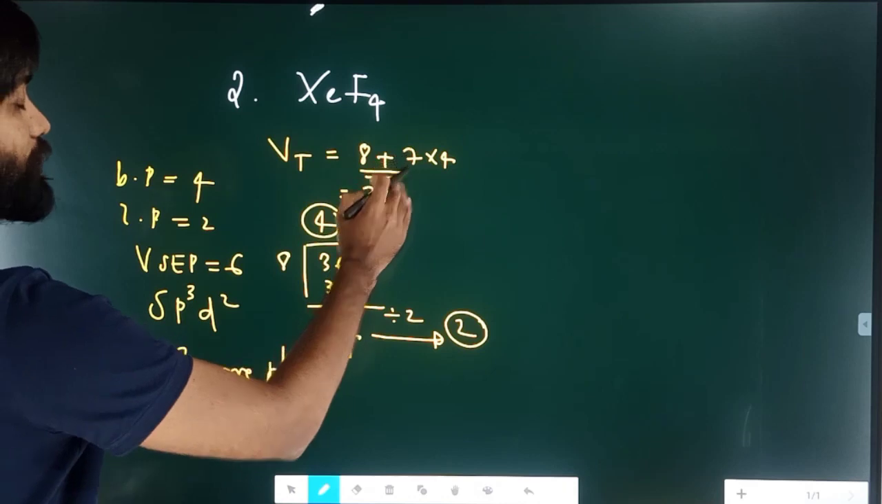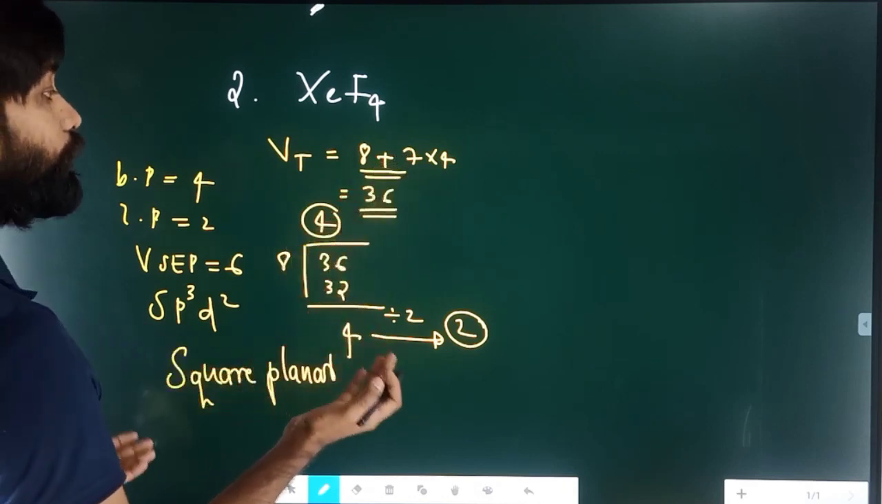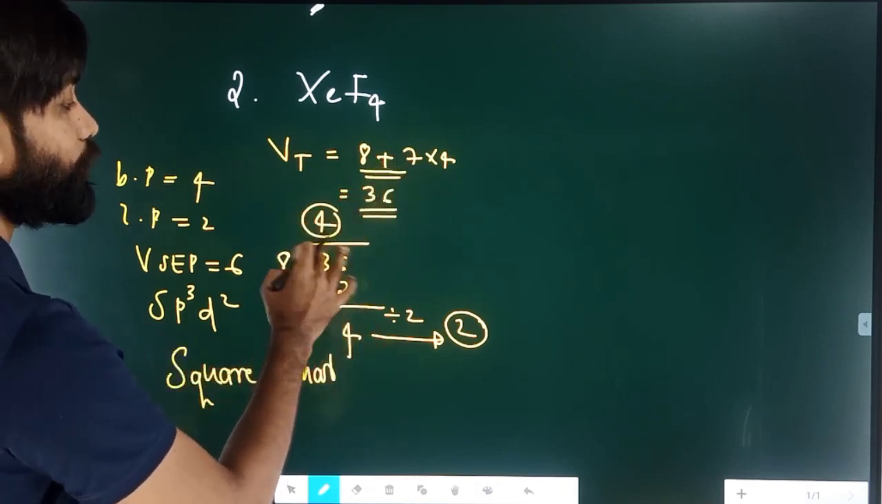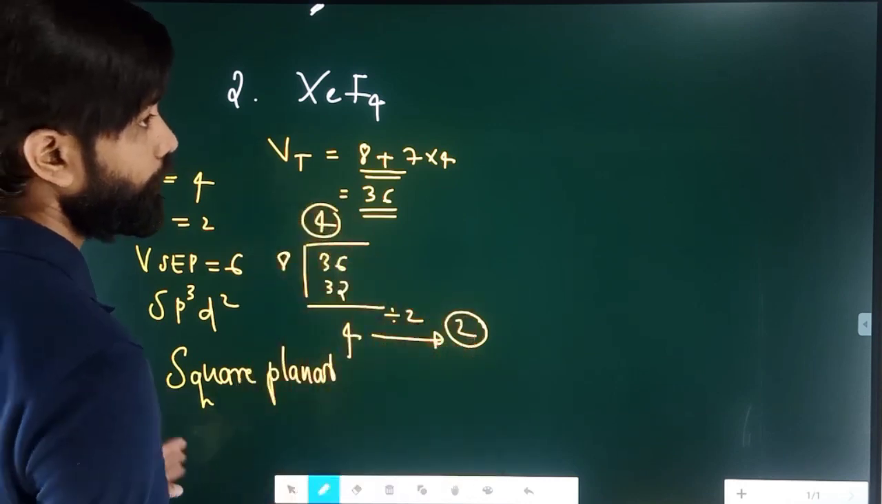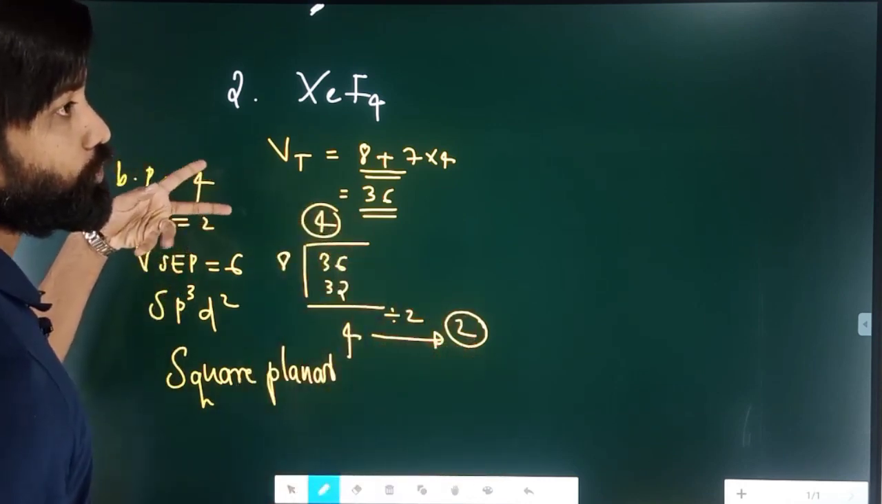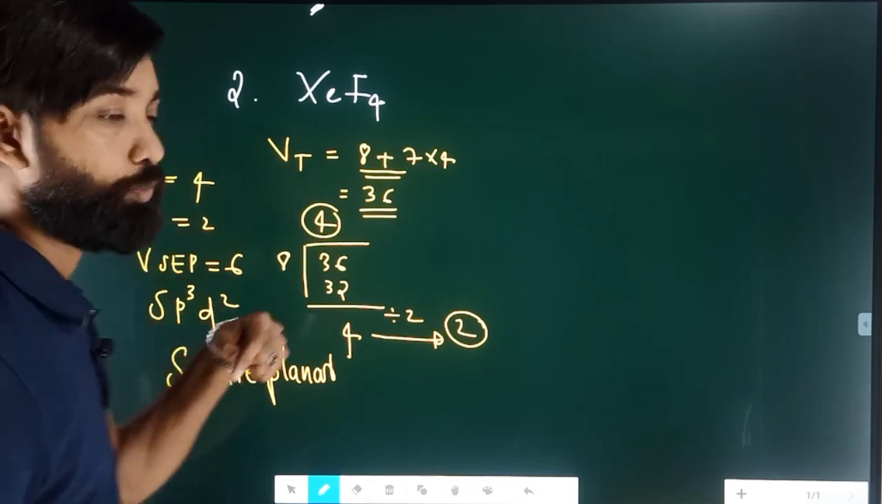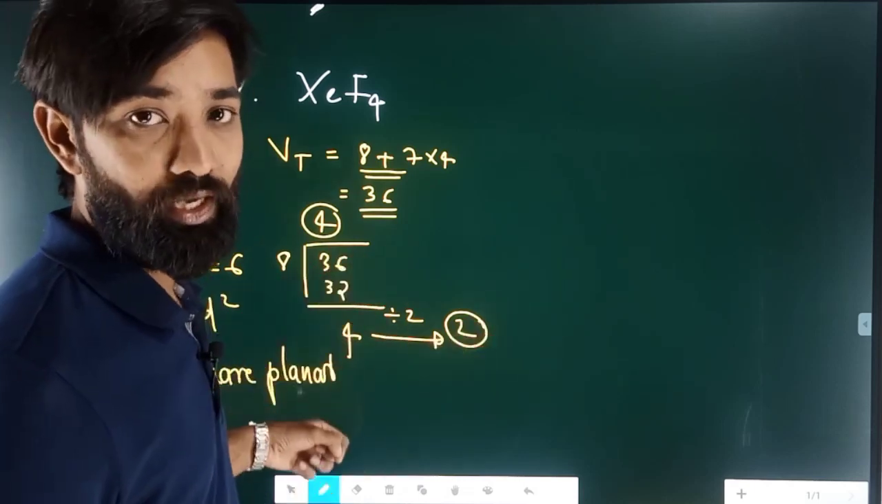So if you know the total valence electron, anyone can divide the total valence electron by 8. That's very easy. So you obtain the number of bond pairs and lone pairs. Once you add them, you obtain the total VSEPR number. Corresponding to the total VSEPR number, you can easily predict the hybridization.